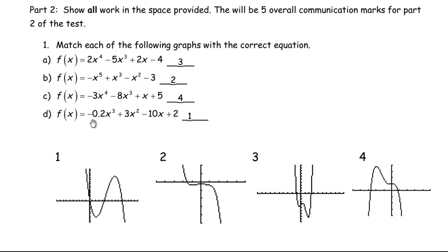Now, B and D are odd functions, negative x to the 5th and negative 0.2x cubed. So they're negative odd, so they're going from quadrant 2 to 4. So really, which is which? Because those both go from 2 to 4. If you look at the y-intercepts, this has a negative y-intercept. So this is the one that goes through below the origin. So that's why 2 would have to be this one. This has a positive y-intercept, a positive 2. If you look closely, you can see that this goes through a little bit above the origin. So that's why D would be graph number 1.